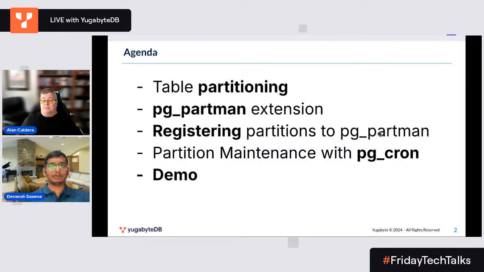We will then go through how to get started, meaning how one can register an already partitioned table to the PG Partman extension such that the future maintenance of creating new partitions or dropping old partitions can be done via PG Partman without any manual intervention or manual application logic on top of that. Then we will describe how the partition management can be completely automated and scheduled in a periodic manner when integrated with another popular Postgres extension called PG Cron. Then finally, we will go through a demo to see how things work in action.